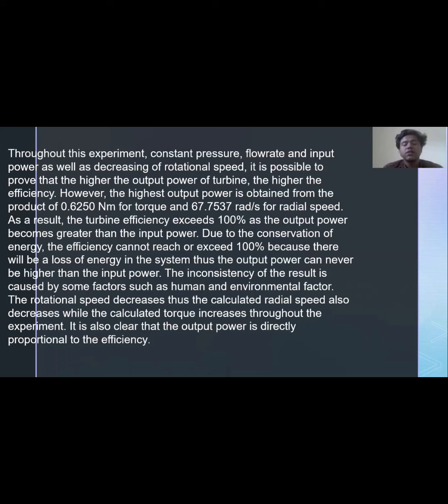Thus, the output power can never be higher than the input power. The inconsistency of the result is caused by some factors such as human and environmental factors. The rotational speed decreases. Thus, the calculated radial speed also decreased while the calculated torque increased throughout the experiment. It is also clear that the output power is directly proportional to the efficiency.